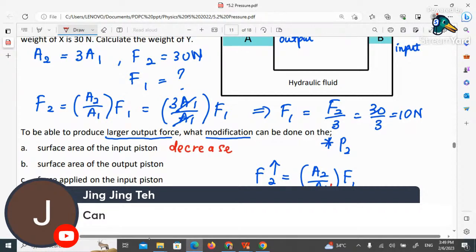The surface area of the input piston decreases. The surface area of the output piston increases. The force applied on the input piston, F1, increases. So decrease, increase, increase. This one is based on the formula only, just follow the formula.